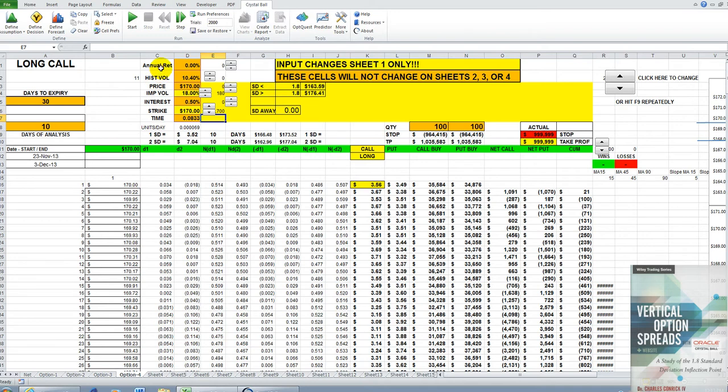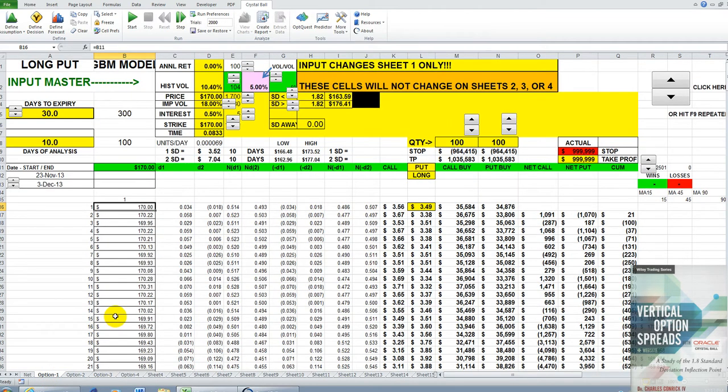The annual return we're guessing at 0, and the implied volatility at 18. Fine. That's just what we set up in tab option 1. That's where we can set up all of these parameters that are going to fit along the whole analysis.